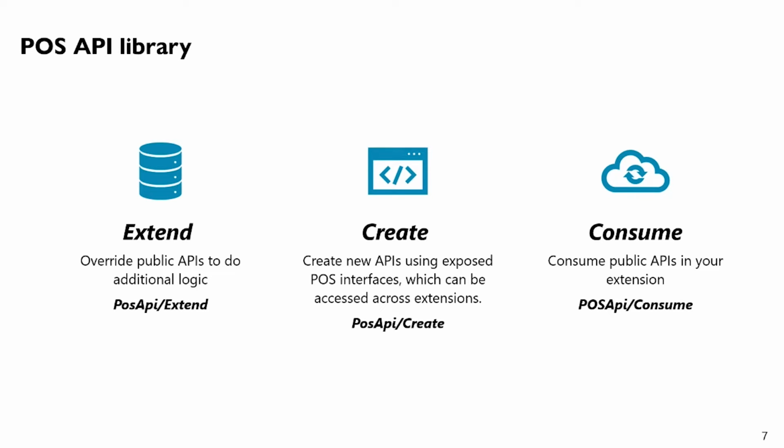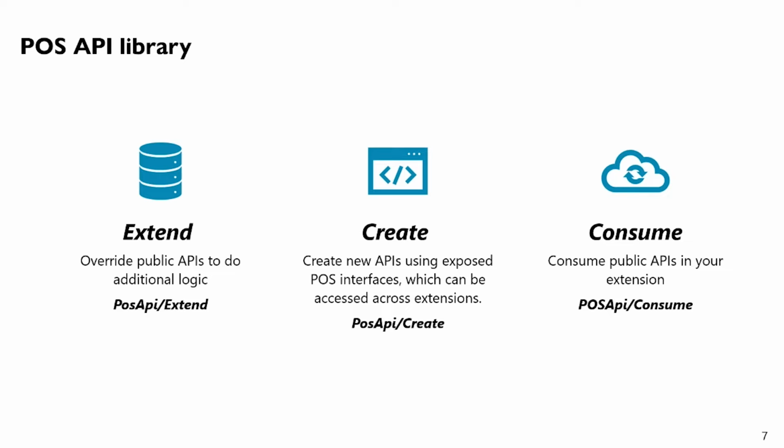The POS API library contains a set of modules that are organized based on the way that the extensions will use them. So the extend module helps extensions extend POS components and workflows. The subdirectories are organized first by the type of component that will be extended, and then by the feature area that will be extended. Examples are POS API extend views or POS API extend triggers.